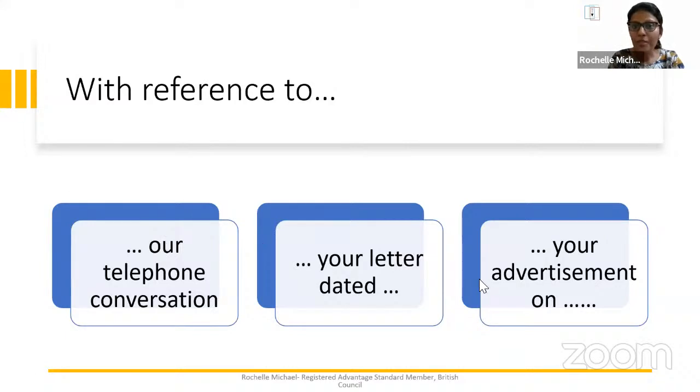I'm going to wait a little bit to see the chat box. There are 3 options I have given you in this slide: with reference to, and then there is telephone conversation, letter, advertisement. Try and make a small sentence, and let's see if we could get some of you to send me a sentence. You're referring to something that you have in hand. Maybe you got a report from someone, with reference to your report. So it can be anything. Try to give me a sentence using this phrase. Even if it's wrong, that's okay. Just try.